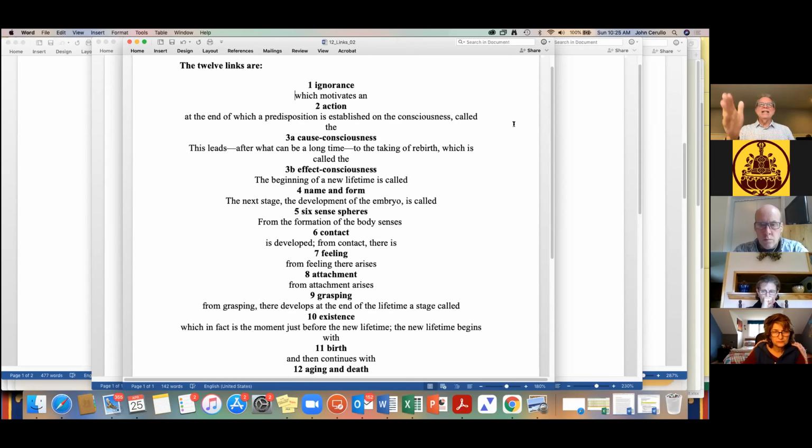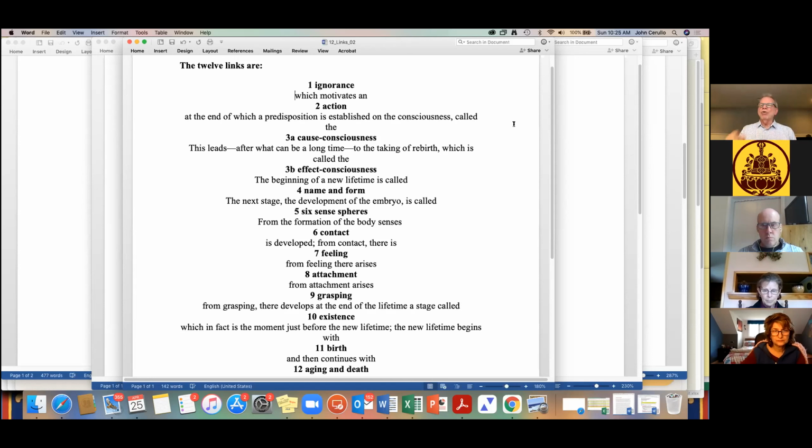And then that leads to the next stage of development of an embryo. That's the link we call name and form. We'll talk a little bit more about that moving through the rest of the 12 that I'm talking about here in a little bit more detail. That's followed by the development of the 6 sense spheres. Those are both mental and physical. Again, we'll talk about them in more detail.